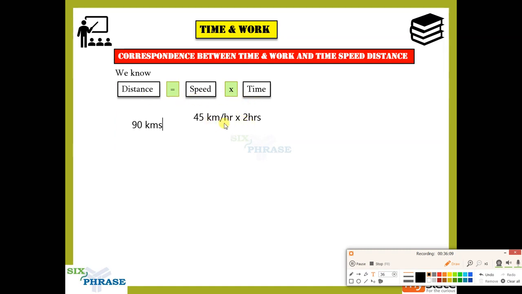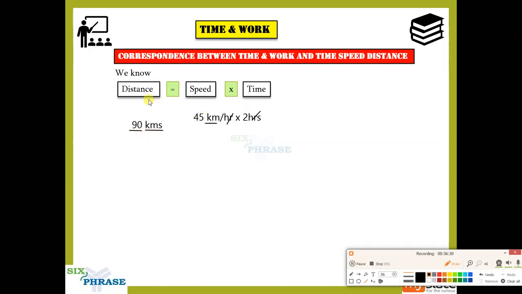Now just look at this, guys. Look at the units: kilometer per hour, hour. This hour and this hour will get cancelled when you multiply, and you will be left with just kilometers. So that is why we have just kilometers here. Now 45 into 2 is 90, so that is why we have 90 kilometers.